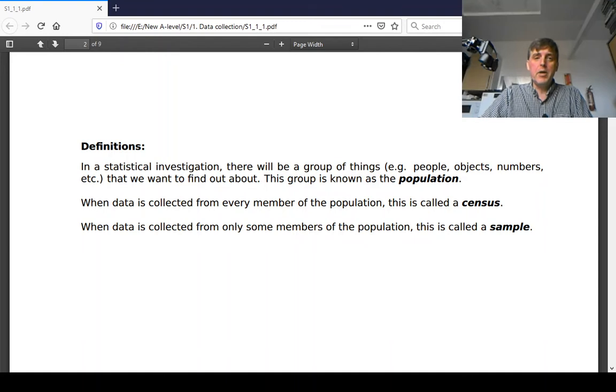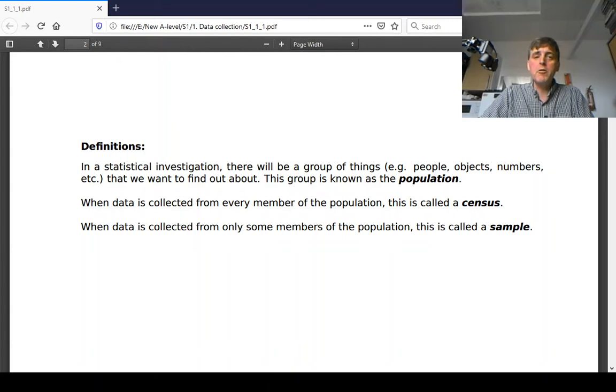So let's start off by looking at some of these really important definitions that we need to know. I've put three of them up on the screen here. In a statistical investigation, there's always a group of things that we want to find out about. Those things could be anything at all. It could be people, it could be objects, numbers, lots and lots of things that we might want to find out about. And that entire group is known as the population, the thing that we want to find out about.